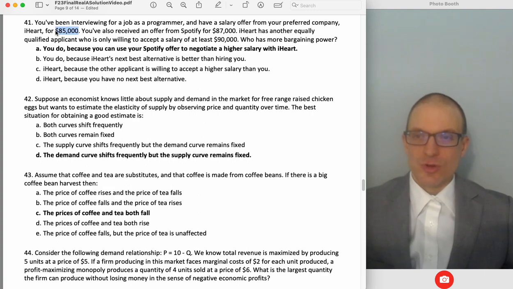But here you have their two lowest, like, reservation prices. And so you'll outbid, basically, in some sense, this other candidate by willing to accept a lower offer. And so, yeah, you're able to use your Spotify offer. You do because iHeart's next best alternative is better than hiring you? Nope. iHeart because the other applicant is willing to accept a higher salary than you? Nope. And iHeart because you have no best alternative? No. Well, you have a best alternative.